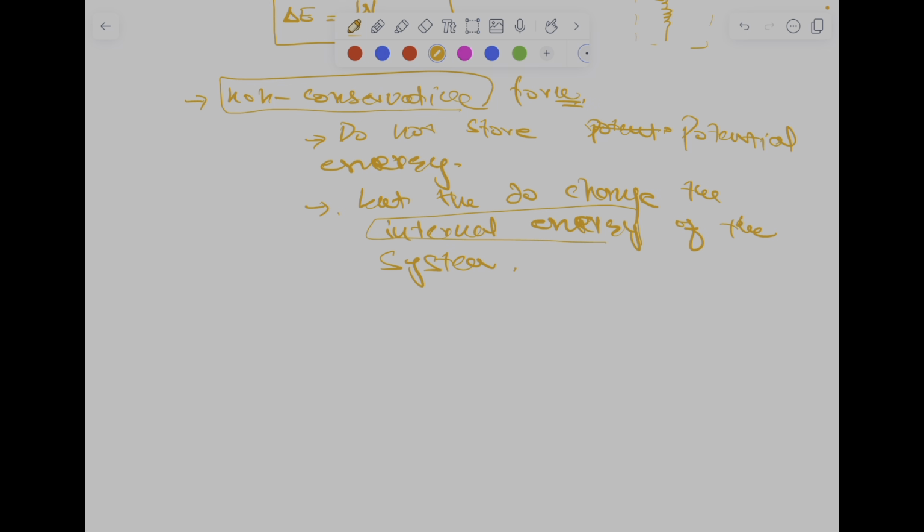So the law of conservation of energy means that energy can neither be created nor be destroyed, but it can be converted from one form to another form. So your work done by the non-conservative force is equal to the change in internal energy with the minus sign. Okay, like when we rub our hands together, we produce heat. So this change in energy is stored in terms of heat.